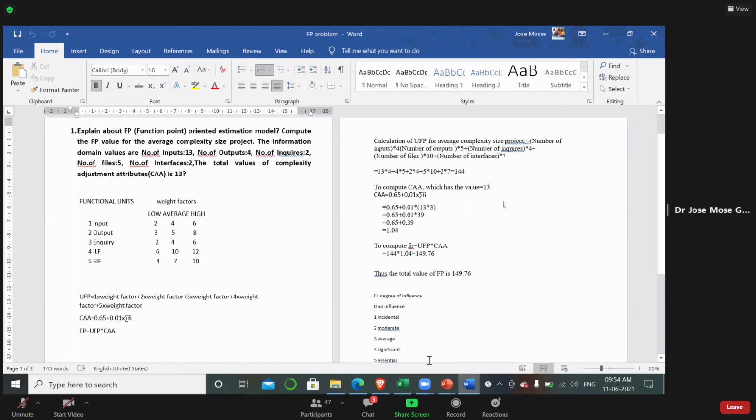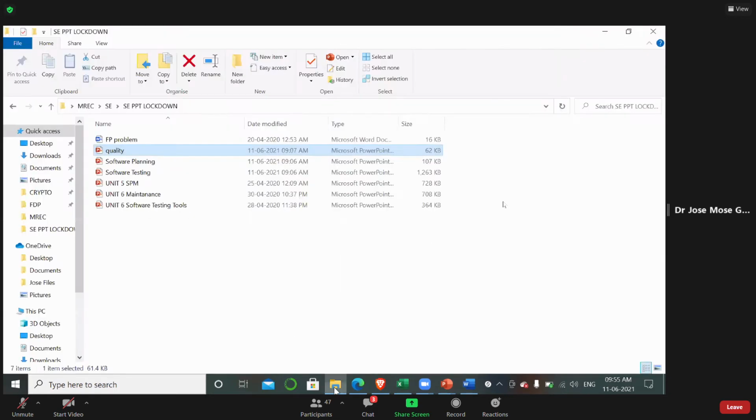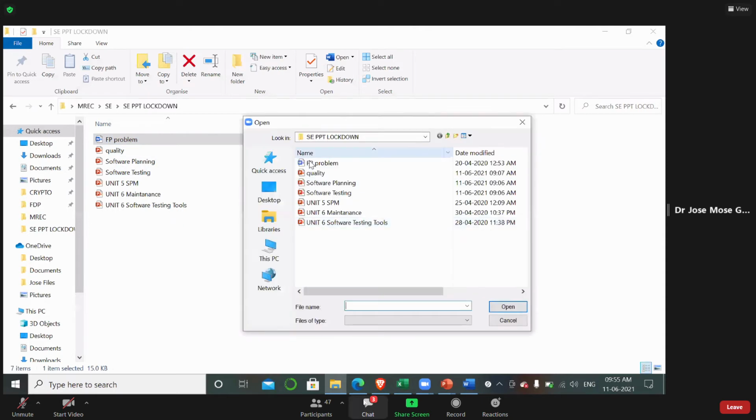Any more doubts with reference to this unit 4? You can ask me. Today and tomorrow we are having the same session, just a discussion session with reference to unit 4. Any doubts you can ask me. Again, I'm going to share these things. All of you download these 3 files in your system and try to read them.